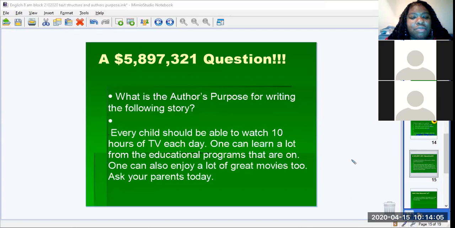Every child should be able to watch 10 hours of TV each day. One can learn a lot from the educational programs that are on. One can also enjoy a lot of great movies too. Ask your parents today.